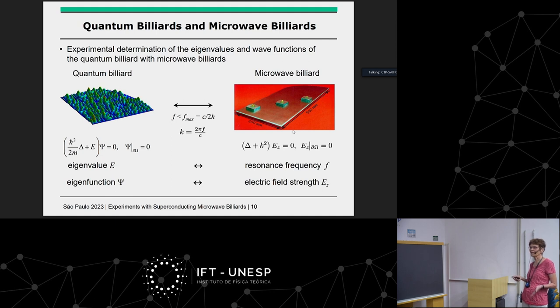So we use such systems to obtain the eigenvalues of a quantum billiard and the wave functions. Twenty years ago, this was a very good method to get several thousands of eigenvalues, because computers were not that well developed, so they were happy to get eigenfrequencies from these measurements.